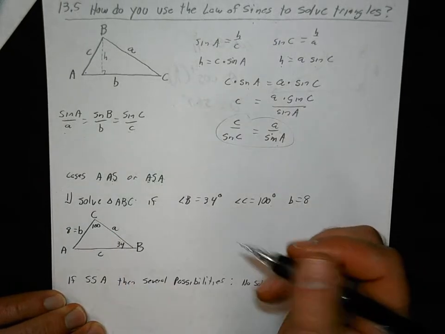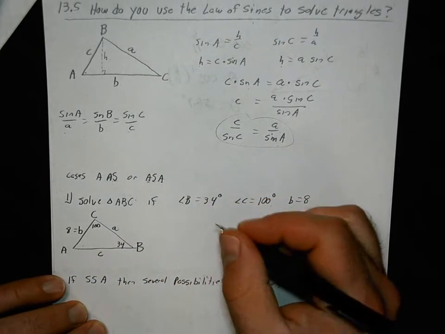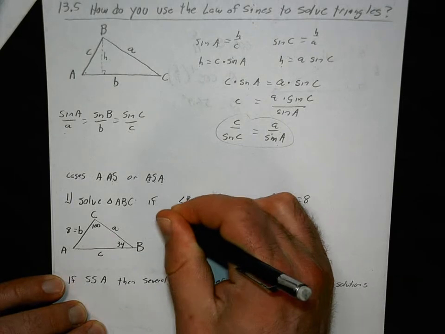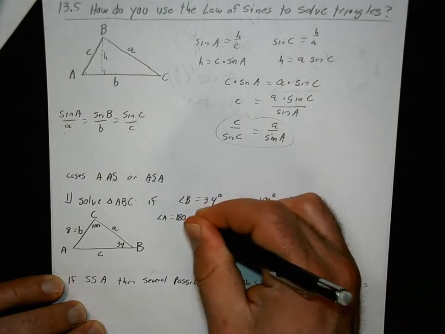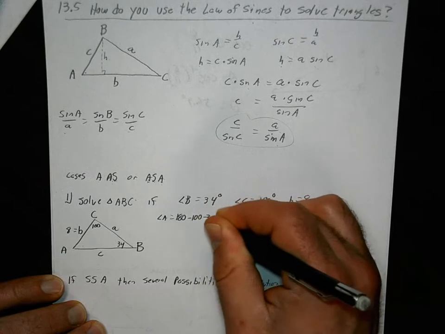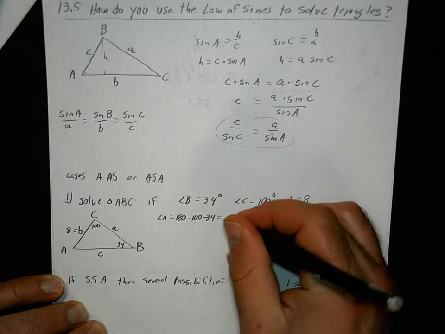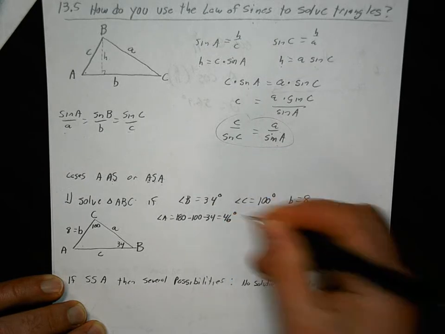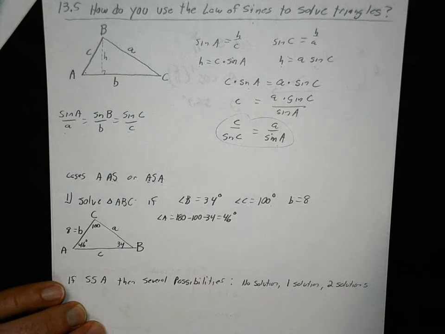Angle A would be the easiest thing to find because the angles have to add up to 180. So angle A is going to equal 180 minus 100 minus 34, which is 46 degrees.